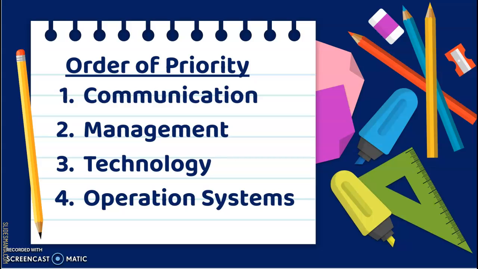For the order of priority, I really thought that communication is number one. For me as a teacher, when I have people that communicate with me, that is number one for me. I appreciate that. Management, having the correct type of management style, not having a board that's going to be micromanaging all the time. Technology has to work, and it has to be available, and you have to be able to use the right technology. And then the operation systems, I think that goes in the approximate order. If you have the top two, communication and management, I think the other two kind of fall into place.